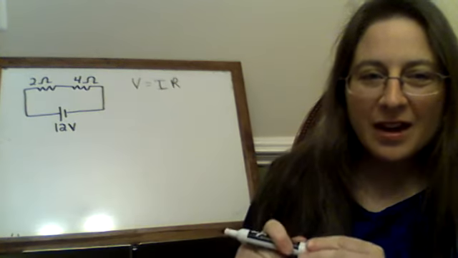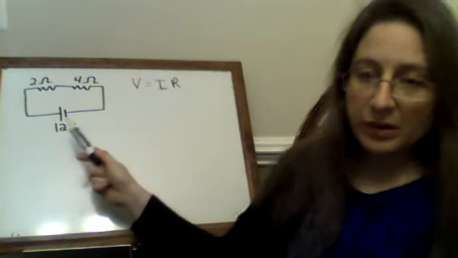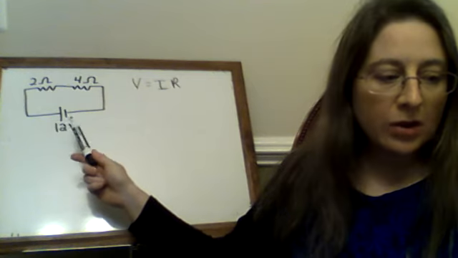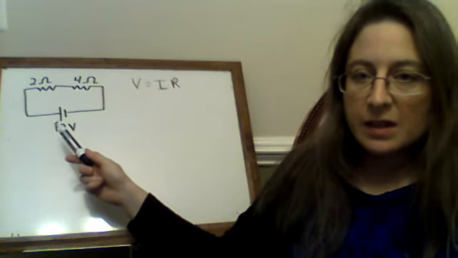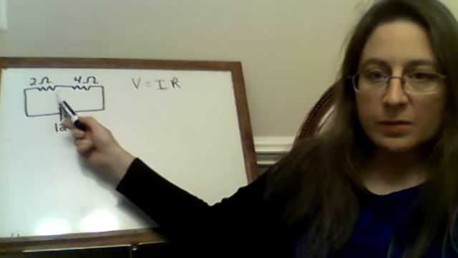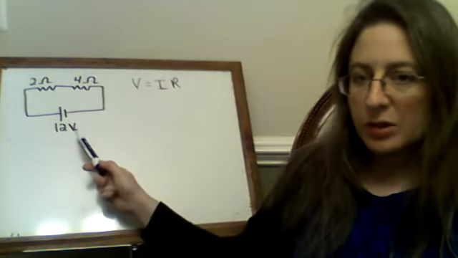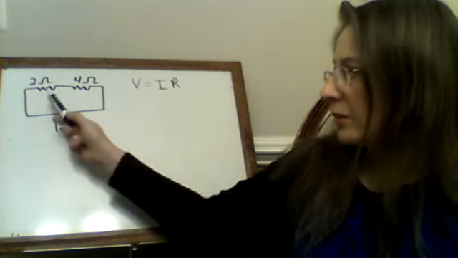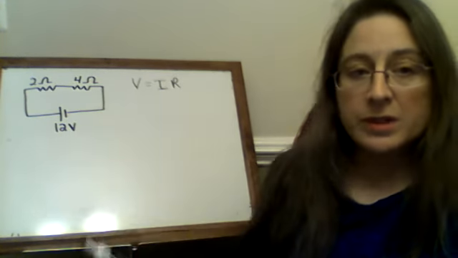Okay, so we have a circuit drawn here on the board. The battery is shown by these lines, and resistors are shown by these little jagged lines. So we've got a 12-volt battery, and then we have a 2 ohm resistor and a 4 ohm resistor.